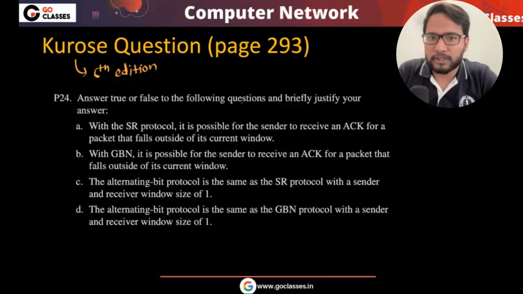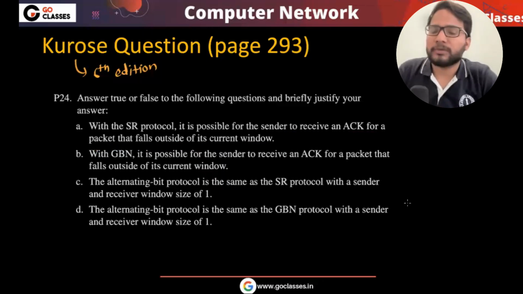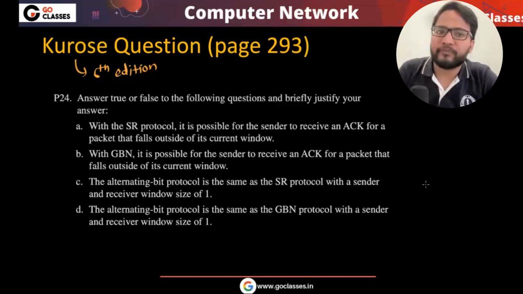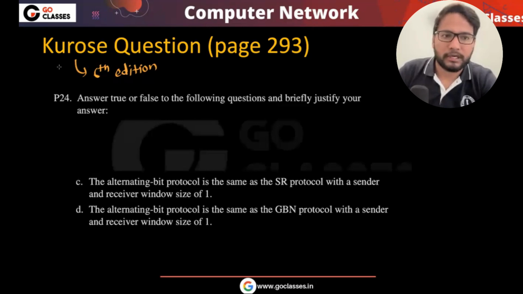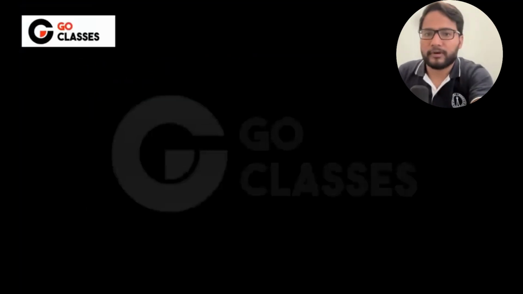Answer true or false in the following questions. So with SR protocol, it is possible for a sender to receive an ACK for a packet that falls outside the current window. So with selective repeat protocol, is it possible to receive an ACK that falls outside the current window? So if you remember, what was the selective repeat protocol? Let me just remind you, and let's solve this question thereafter.